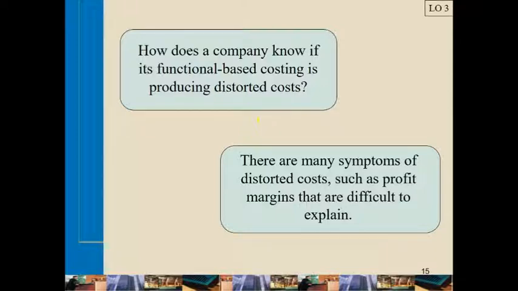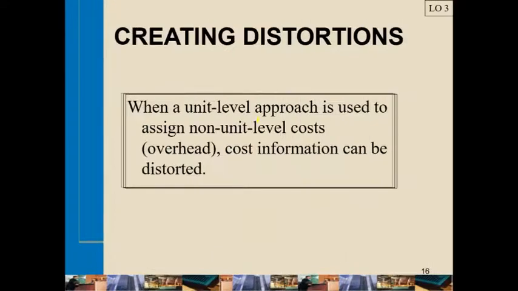There are at least two major factors that impair the ability of your unit-based, plant-wide, and departmental rates to assign overhead costs accurately. First is the proportion of non-unit related overhead costs to total overhead costs is large. And then second is the degree of product diversity is great. So, first is arita sa atuang non-unit related na overhead cost. So, when a unit level approach is used to assign non-unit level cost overhead, cost information can be distorted.